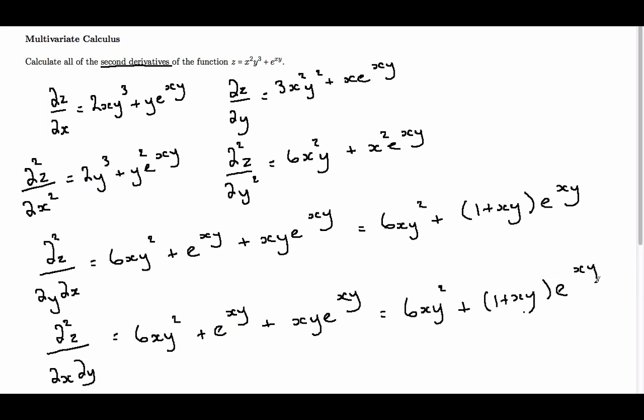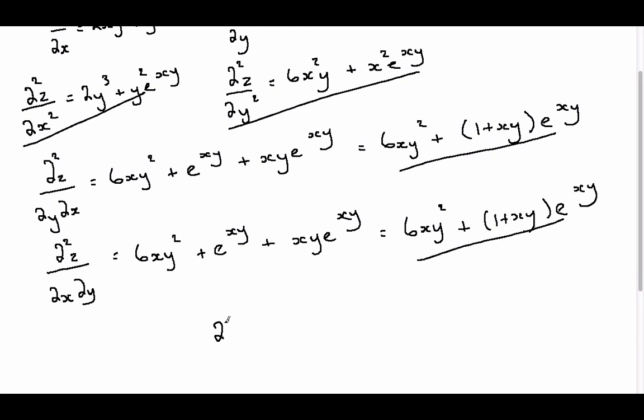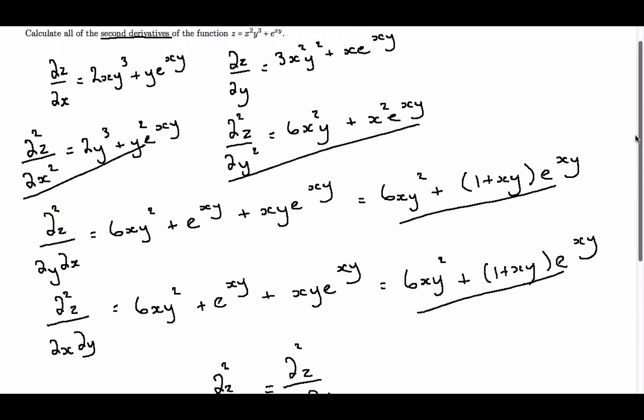So we've calculated all four second order partial derivatives, and we will see that d2z by dy dx in this case is equal to d2z by dx dy. Now this isn't always the case, but it is true for this example.